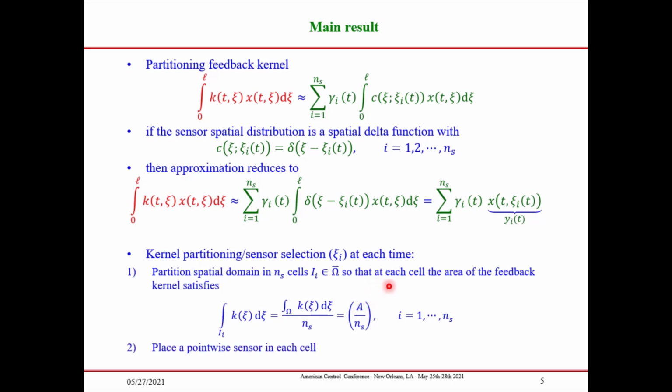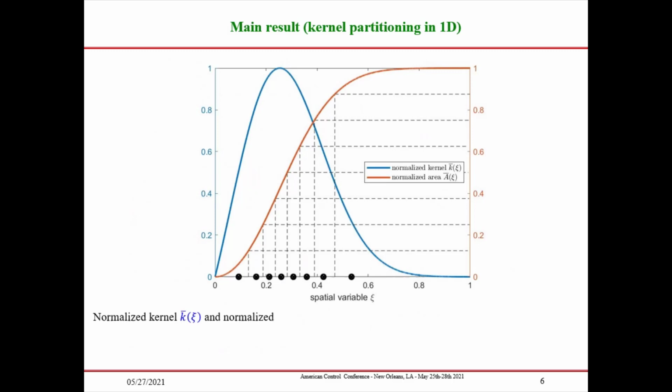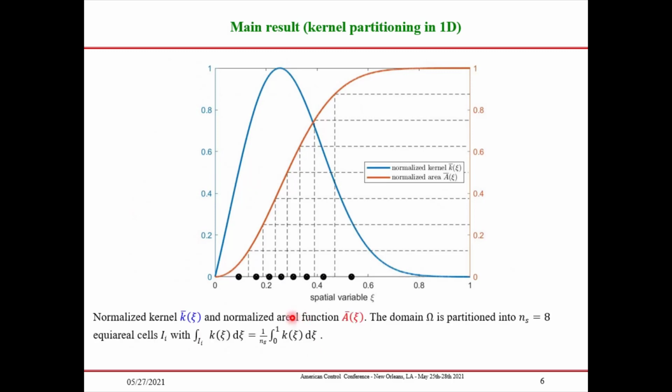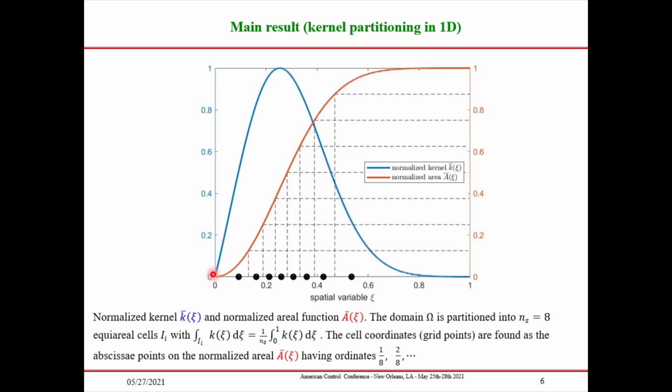Once I have these cells, I can put a sensor in each of those cells. I can put it anywhere, or I can apply this procedure and basically decompose or partition each cell into 2 subcells, with the property that the area of the kernel in each of those 2 subcells is half of the area under the cell. Now, for the 1D case, you have a graphical method to do that. You plot the normalized feedback kernel for a given time, and this is the spatial variable C, and the spatial domain is 0, 1. So the blue is the normalized kernel.